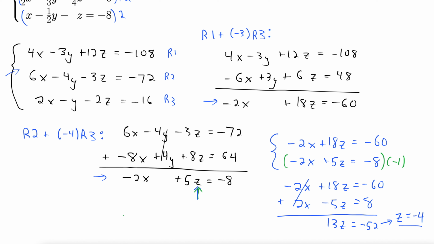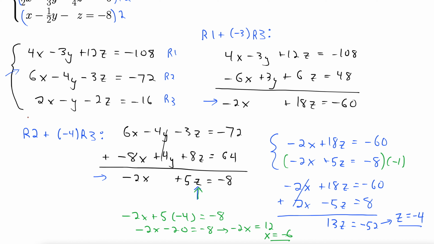So we have negative 2x plus 5 times z, which we decided was negative 4, equals negative 8. Okay, negative 2x minus 20 equals negative 8. Alright, negative 2x equals, adding 20 to both sides gives us 12. So then x must be negative 6. X equals negative 6. There we go. Now we have z and x, and now we can go back up and plug in to get y.